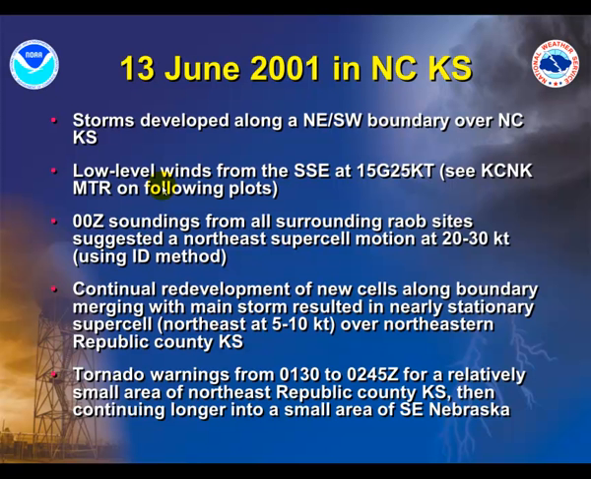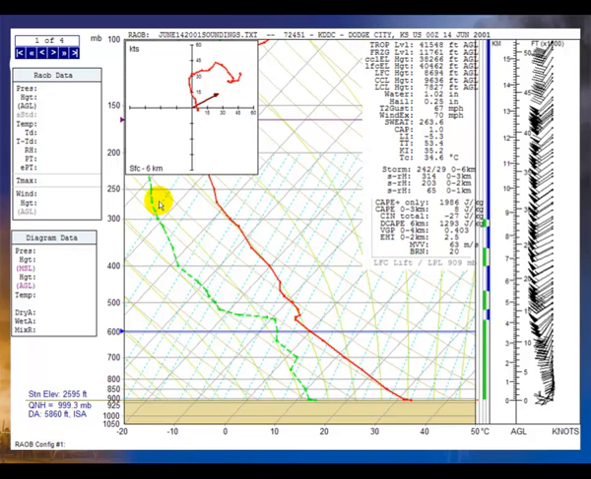It only moved northeast at 5 to 10 knots, whereas the ID method would have suggested 20 to 30 knots to the northeast. And so it stayed for a long time over a small area of northeastern Republic County. And we had tornado warnings out for that area for a long time that continued into south central, southeast Nebraska.